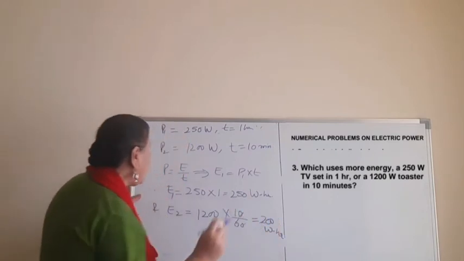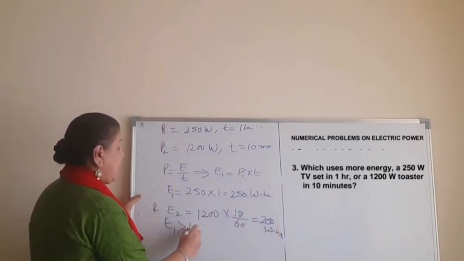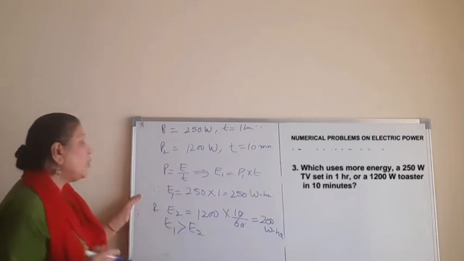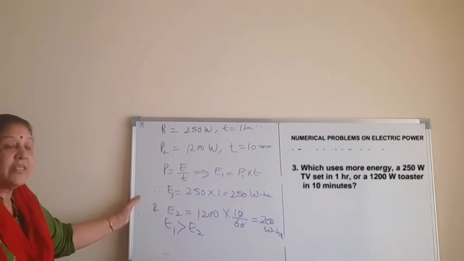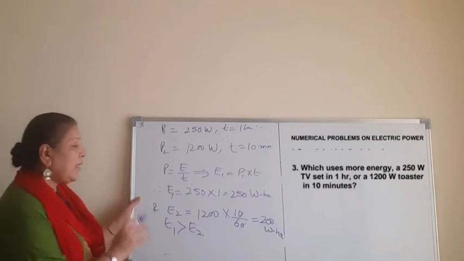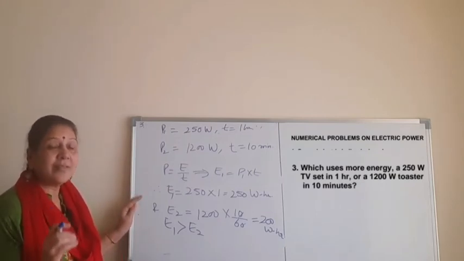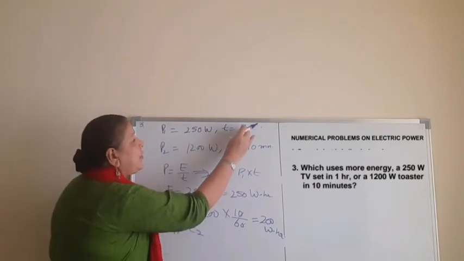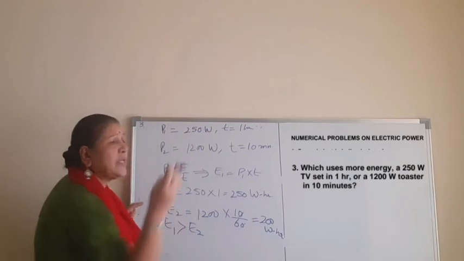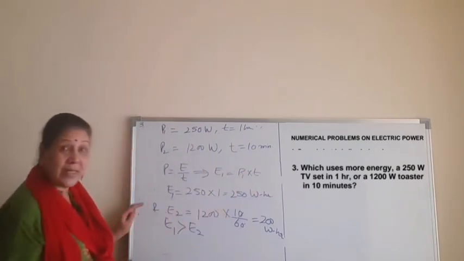So which uses more energy? Naturally E1. So E1 uses more energy than E2. The TV set of 250 watt will use more energy than the toaster of 1200 watt. The question only asks which uses more energy, so you don't have to change it into seconds by multiplying with 3600. Don't make the thing clumsy.